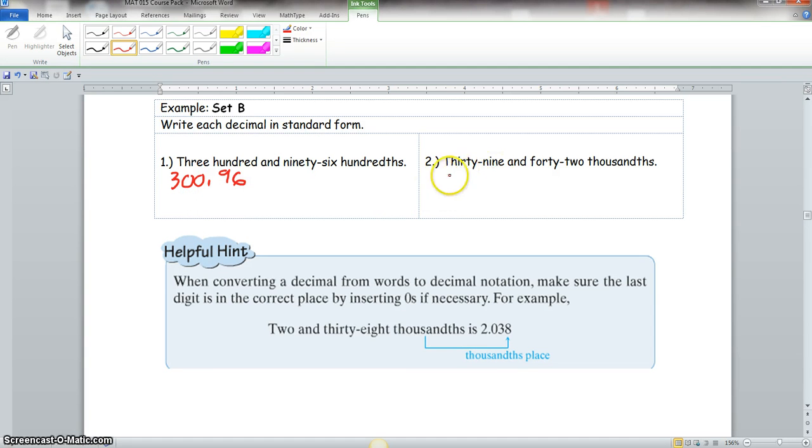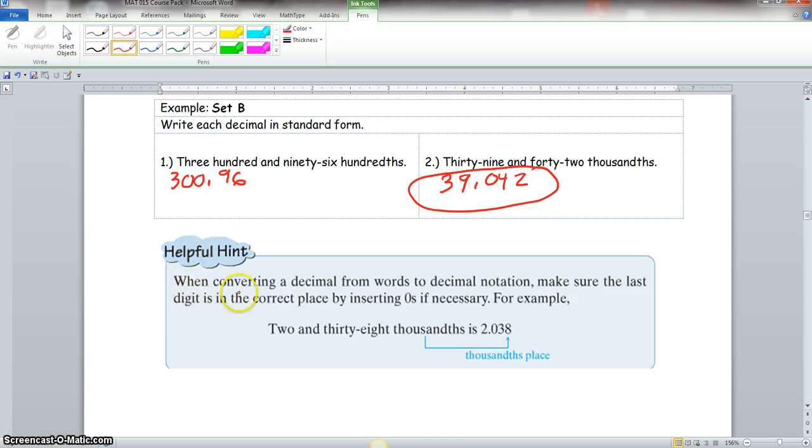Number 2, 39 and means decimal. 42 thousandths. So we know the 2 will go in the thousandths place, the 4 will go in the hundredths place, and so we have to place a number in the tenths place, which would be 0. So this is 39 and 42 thousandths.